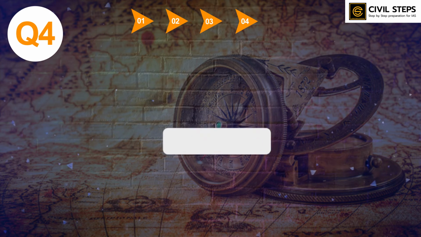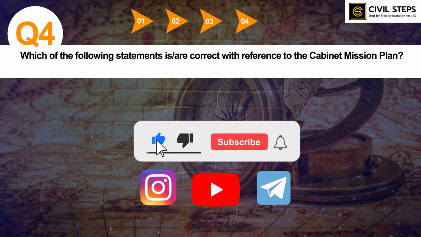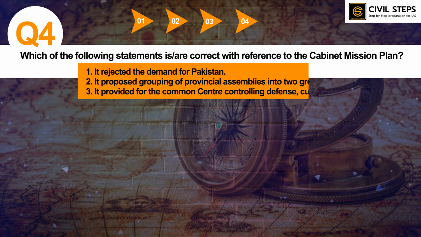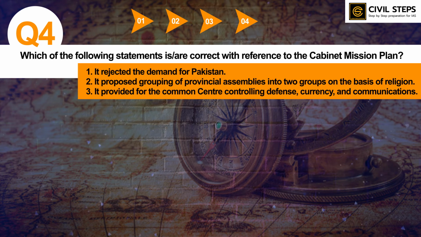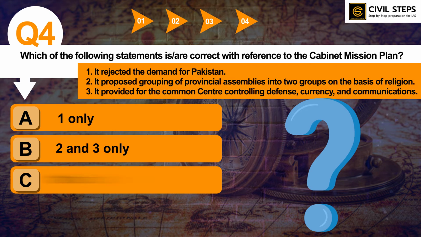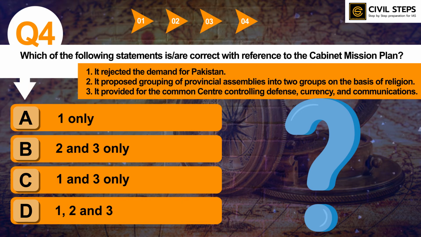Now let us discuss question number 4. Which of the following statements is or are correct with reference to the Cabinet Mission Plan? First, it rejected the demand for Pakistan. Second, it proposed grouping of provincial assemblies into two groups on the basis of religion. Third, it provided for the common center controlling defense, currency, and communications. Select the correct answer using the code given below. Option A, 1 only, B, 2 and 3 only, C, 1 and 3 only, D, 1, 2 and 3. You can just write down your answer in the comment section.